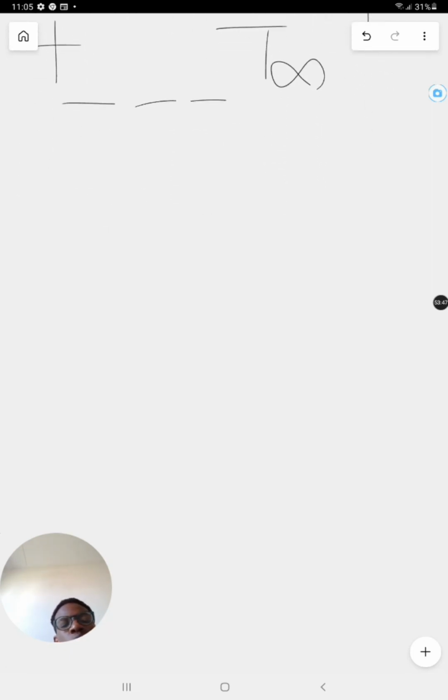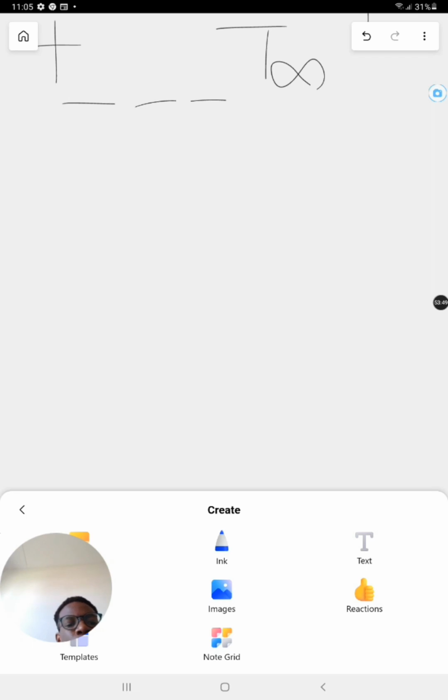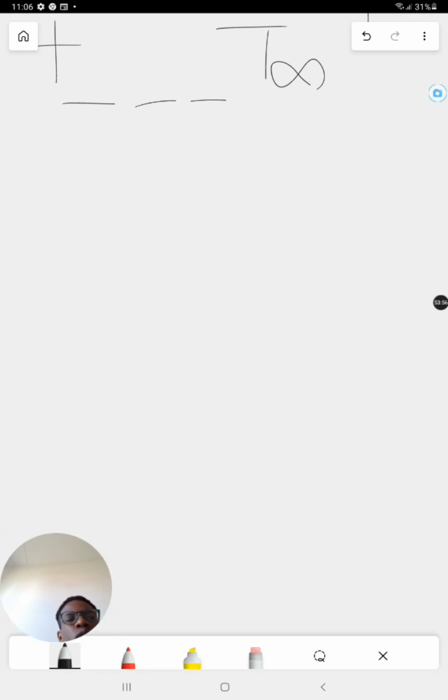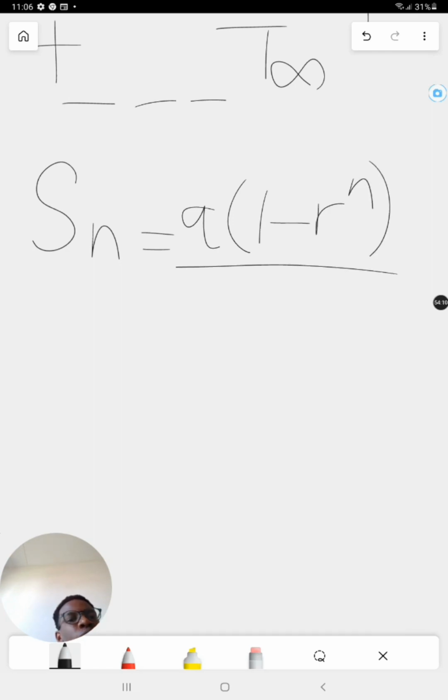Well, you just use the equation for sum to infinity. Now, if this whole sum to infinity thing is confusing to you, use the equation that you are used to: the sum with 1 minus r to the power of n. This equation is all encompassing. It works all the time. It's never going to be wrong. The sum to infinity equation is just a simplified version of this equation.